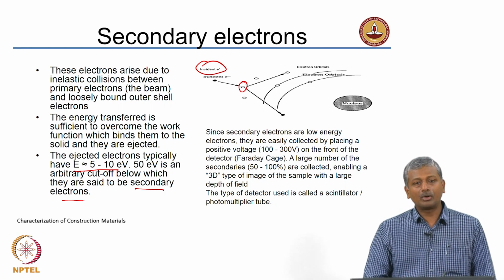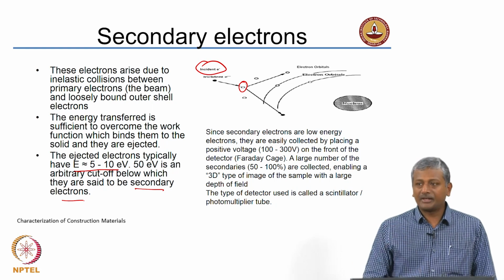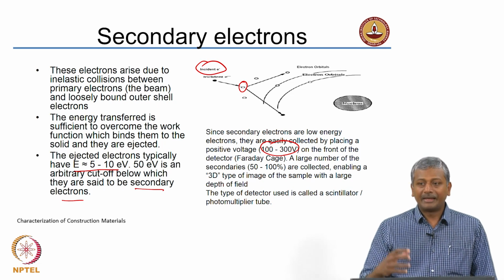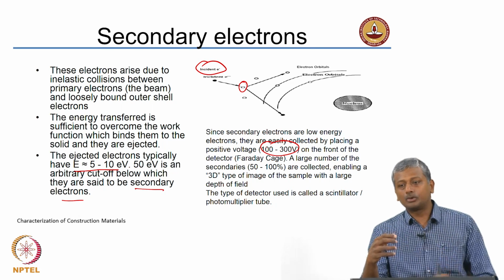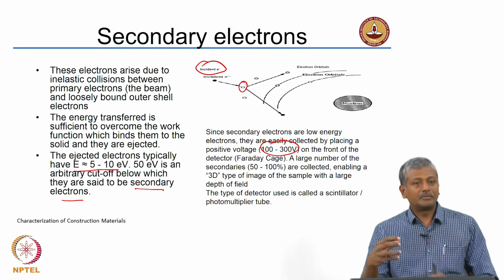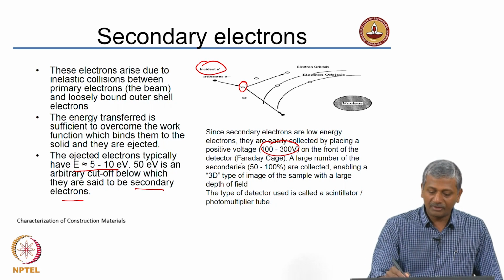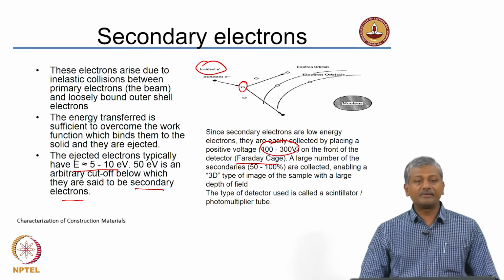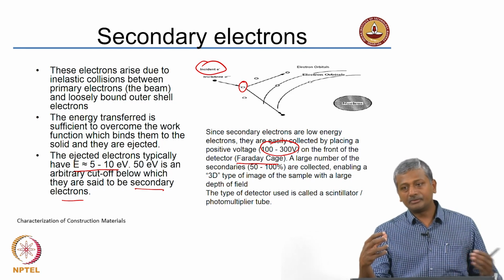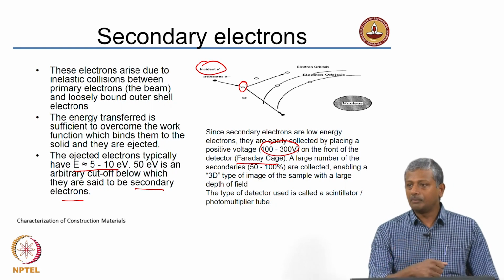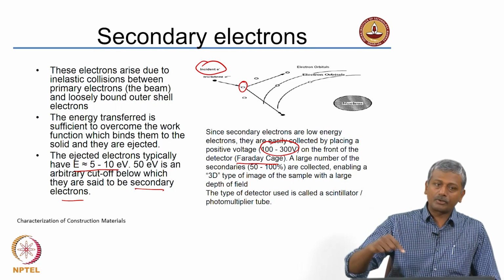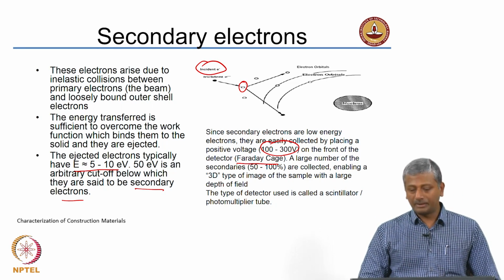Since they are low energy, all you need to do is give an arrangement where you have a positive potential like 100 to 300 volt potential, and these electrons are simply attracted towards that potential because it is a positive plate, and these electrons simply come directly to that plate, which is also called a Faraday cage detector. A secondary electron detector is nothing but a Faraday cage. It is a positively charged plate which attracts the electrons which are generated from the specimen because of these secondary interactions. That means, incident electrons knocking off loosely held outer shell electrons.